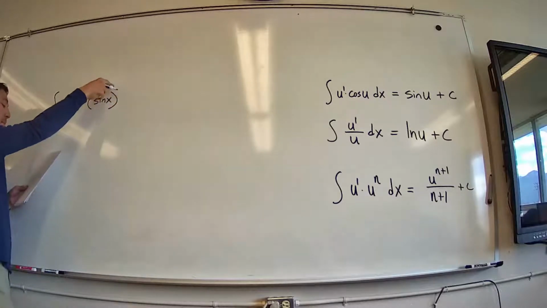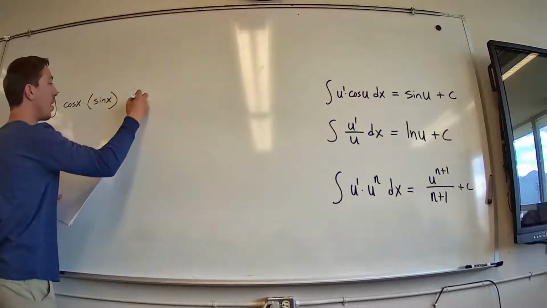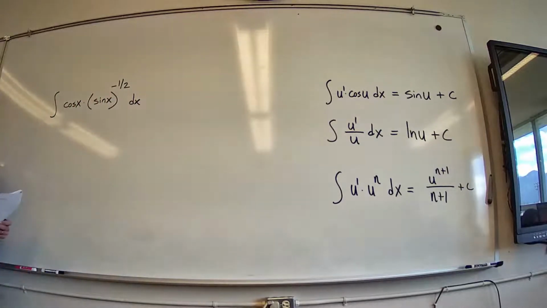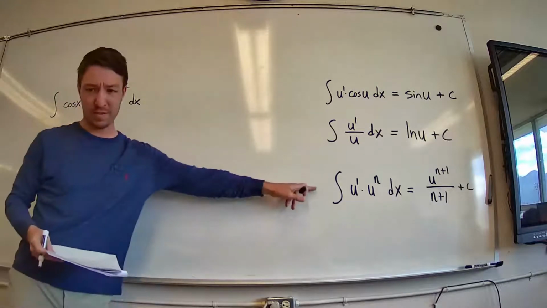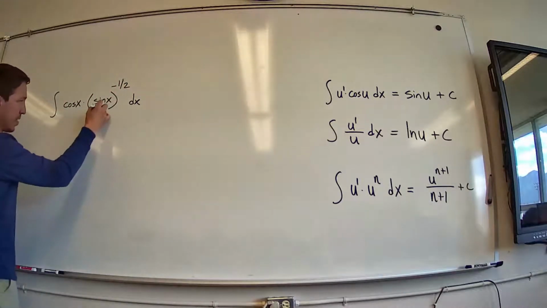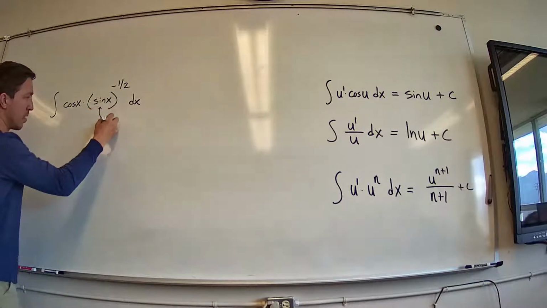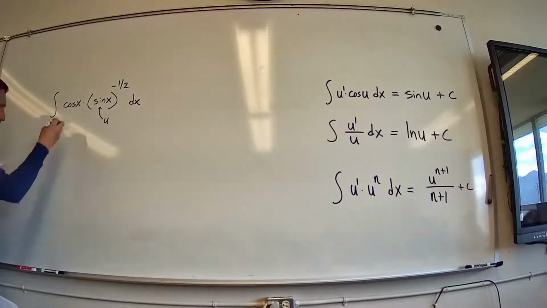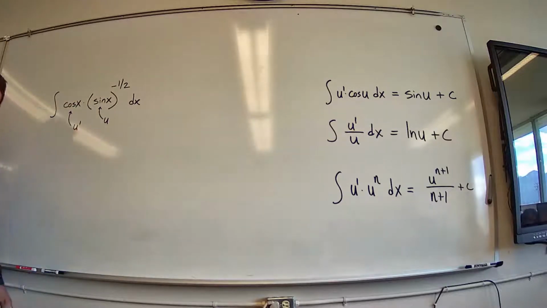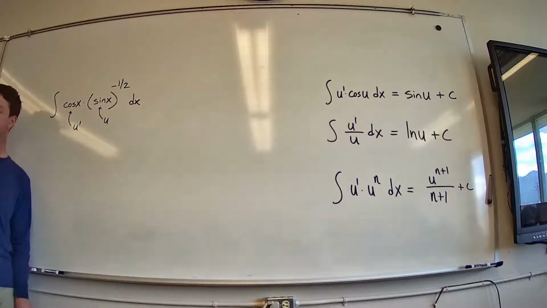What number am I going to put right here? Negative 1/2. So now, do you see how it's that form? It is this form. So the u, in this case, is sine of x, and the u prime is cosine of x.